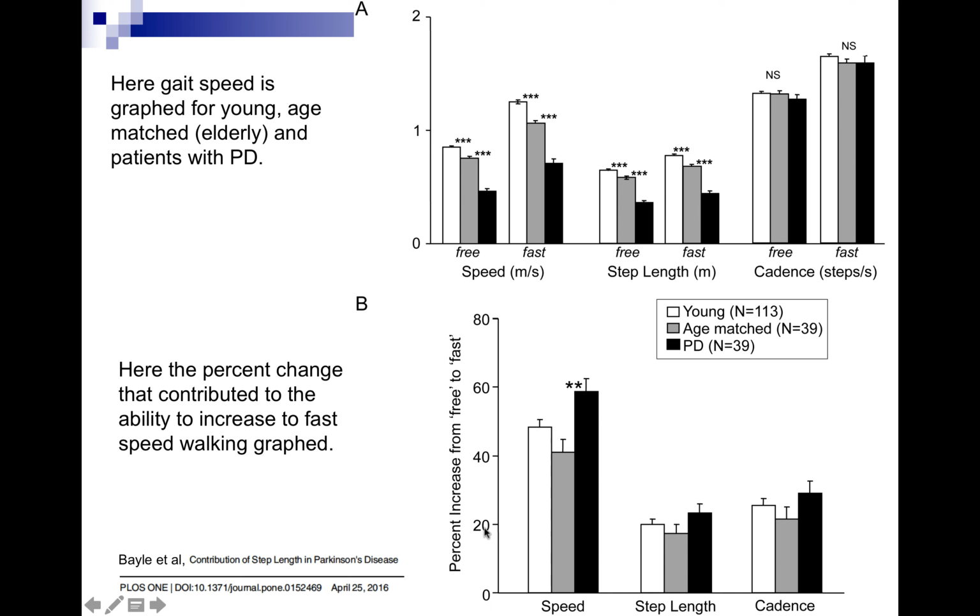We can also look down here at the percent change from free to fast, represented on the x-axis, and we see speed, step length, and cadence. We notice that as a proportion of their starting speed, the Parkinson's patients are doing really well in terms of increasing speed, and they actually do it by increasing both step length and cadence. So unlike the children with cerebral palsy, they're not having problems with spasticity in their limbs. It's more of central drive from the cerebellum, and so the effect is more global than the local problems that the kids with cerebral palsy are having. So the strategy to get to fast speed for a Parkinson's patient involves both step length and cadence.